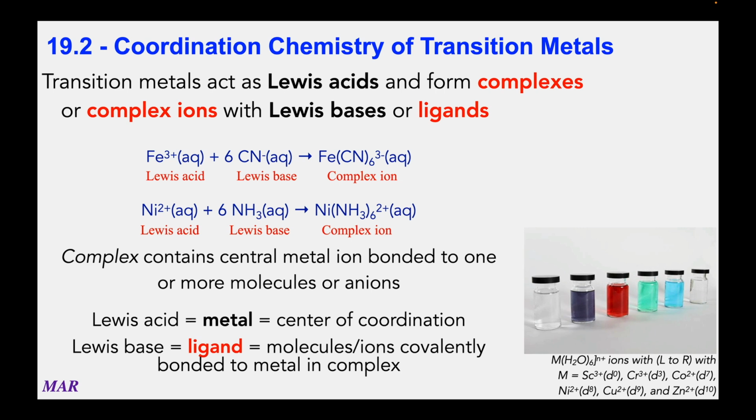Complex just means you have a central metal ion that's bonded to one or more molecules or ions, one or more ligands. The Lewis acid is always going to be the metal, and that's the center of the coordination. Those Lewis bases or ligands are just molecules or ions, covalently bonded to the metal in the complex. A lot of the colors of transition metals are the results of these ligands connecting to the metals. Water itself binds to all the transition metals really well, like in that picture in the lower right, and that's where a lot of the colors come from.